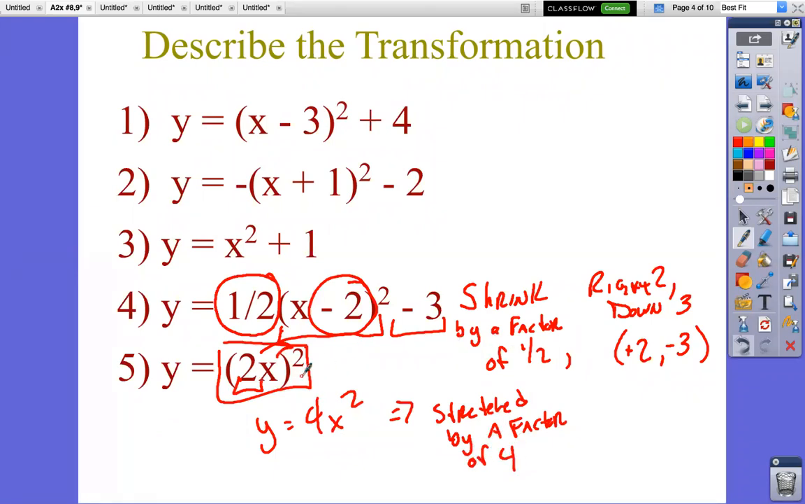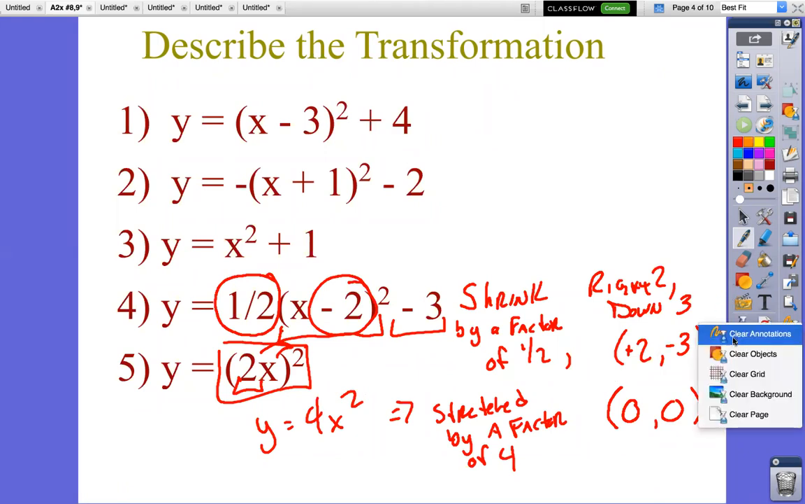And what's my vertex, by the way, going to be? Is it moving left or right at all, or up or down at all? No, it's not moving. So then what do you think the vertex is going to be? 0, 0. Perfect. So if I haven't moved it left or right, there's not a plus or minus inside or outside, it's 0, 0.